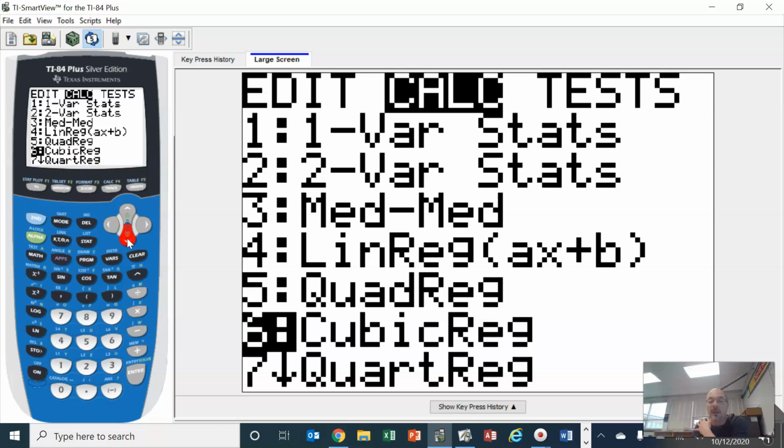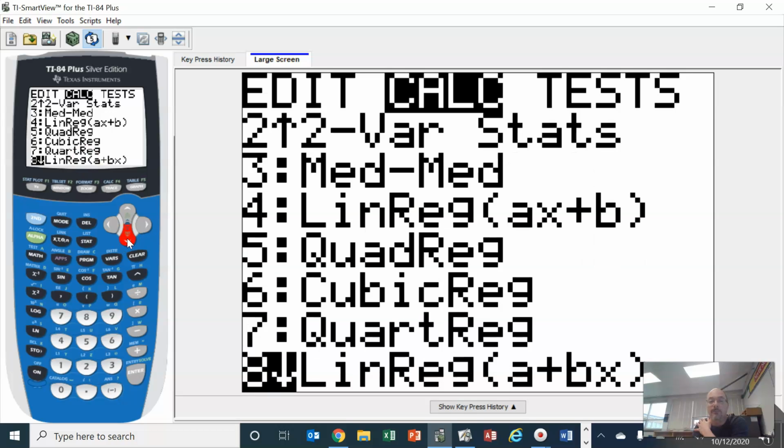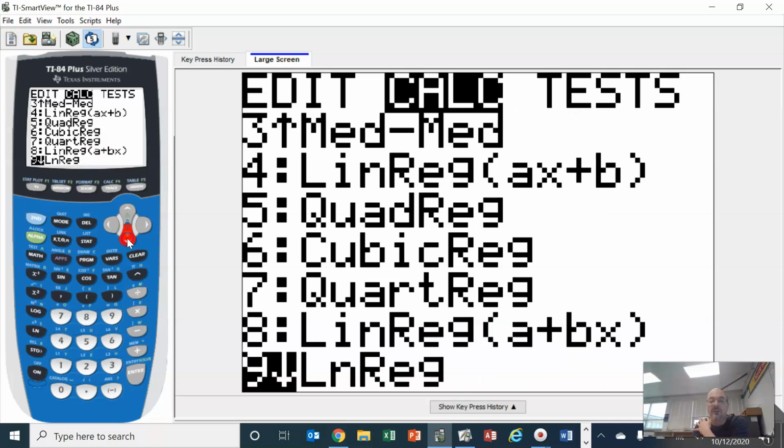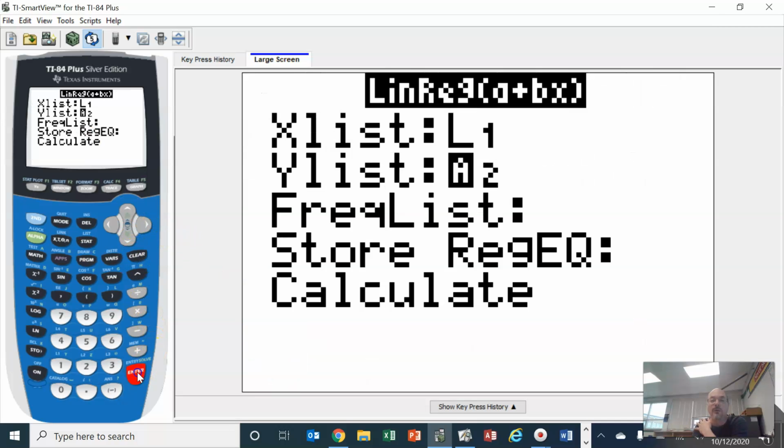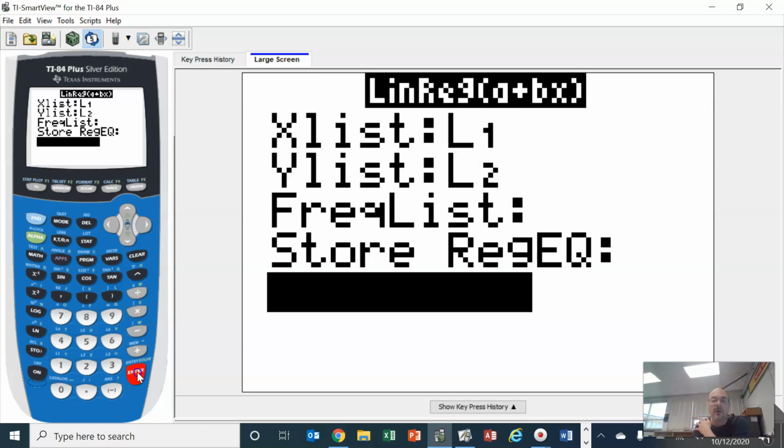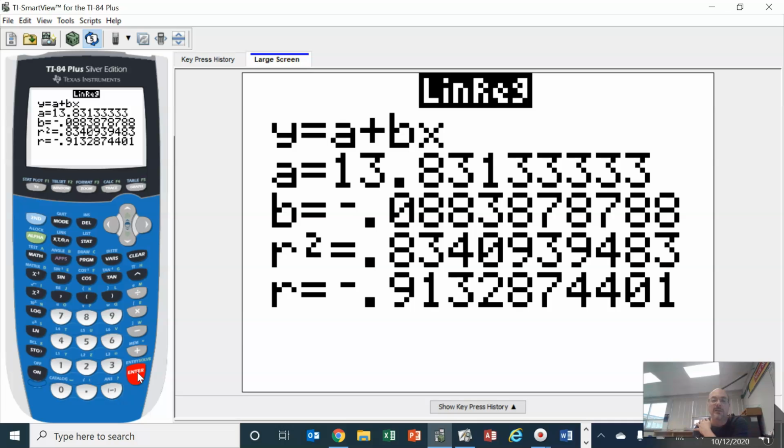We are going to go down to number 8. Okay, notice the slight difference. It's a plus bx. So that is the one we want to use, number 8. Now, all we care about today is the correlation. We don't care about anything else. So I'm going to click until I get this. So right here, the very last line, don't worry about what's up above.